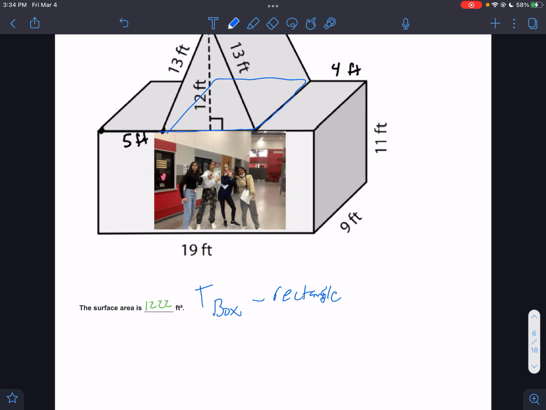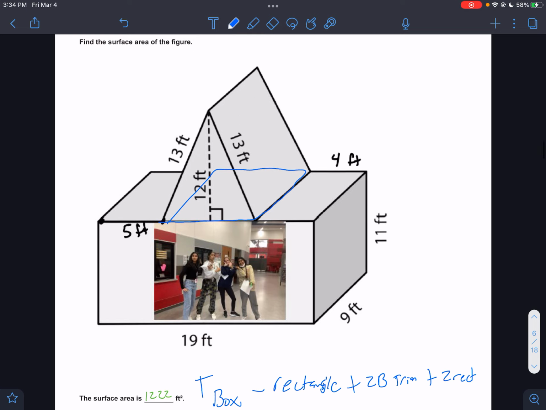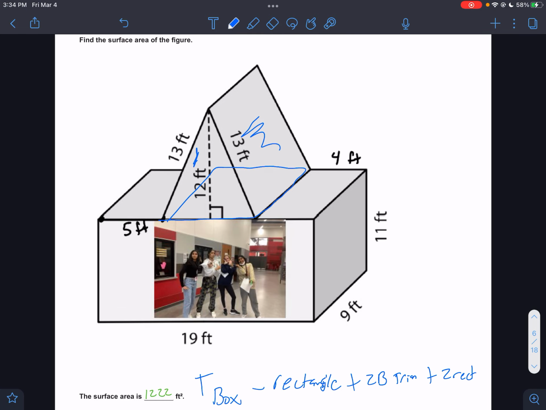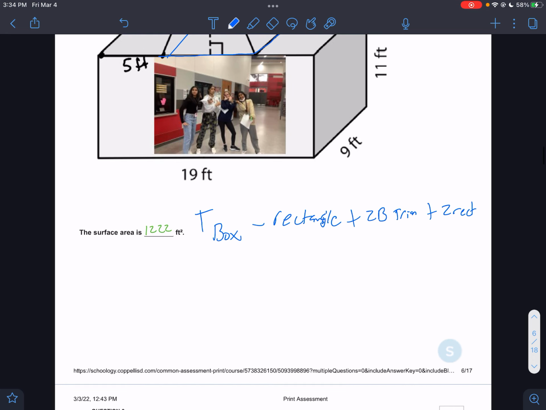And then I'm going to do plus the 2 bases of the triangle prism, plus the 2 rectangles I can see, right? I can see the right side, I can see the left side, but I can't see the bottom. So I don't want to include the bottom. If I included the bottom, I'd have to then subtract the bottom. So that's my plan. So let's start with the box.